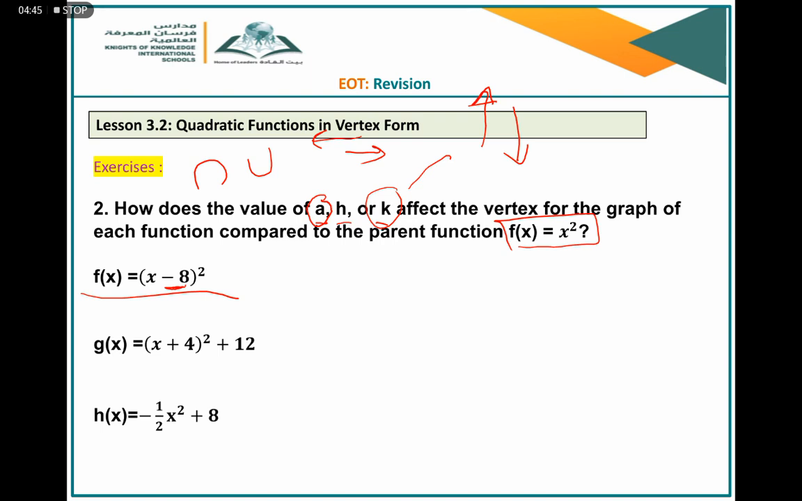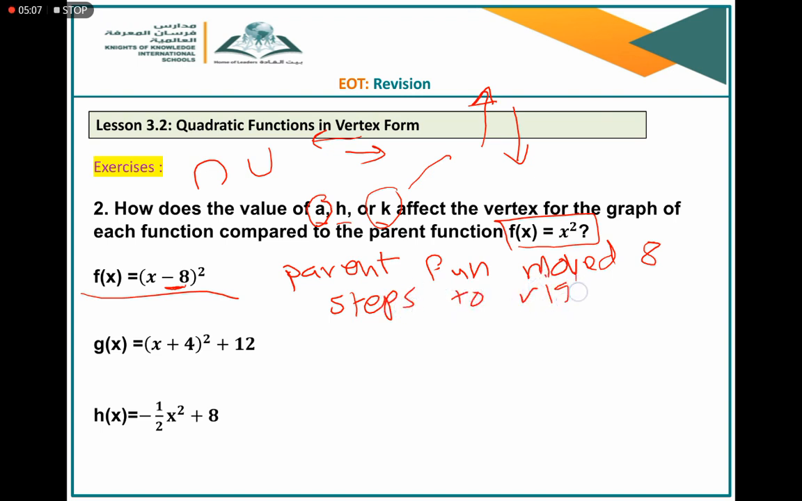So what we have to write here, you have to write the parent function. Okay, what happened to the parent function? Moved where? Moved 8 steps to the right. That's all. Are you happy with that? We're done. Now here, what's the effect that happened here? Actually, he moved to the left 4 steps, okay, and then moved 12 steps up, okay?